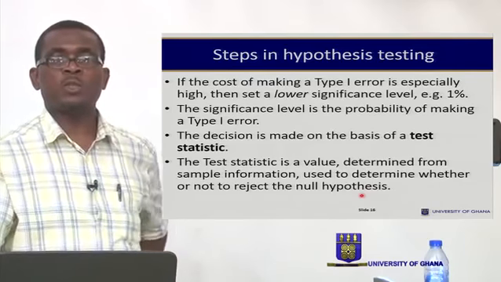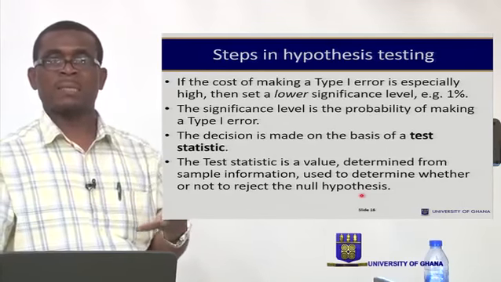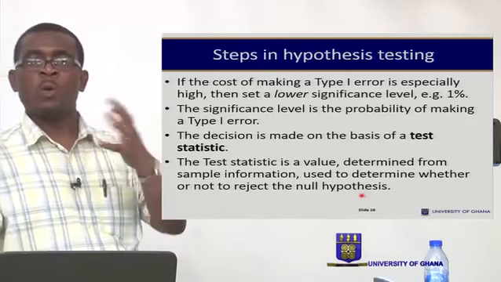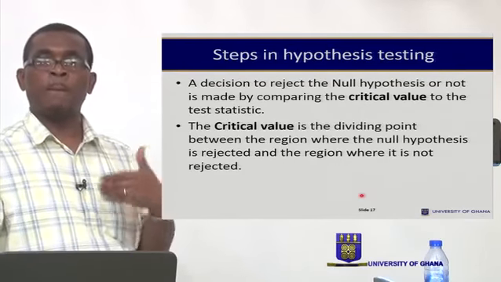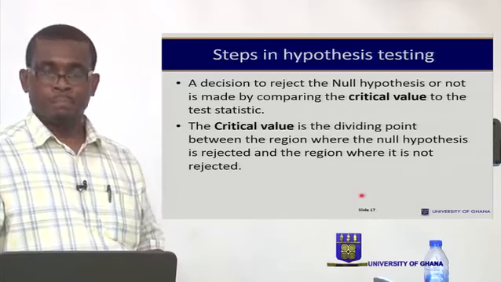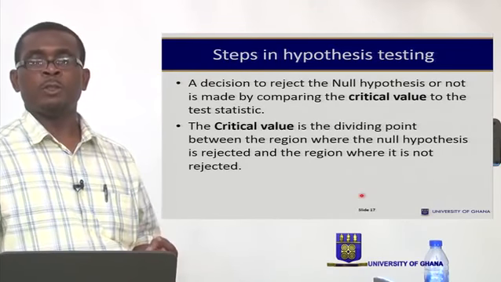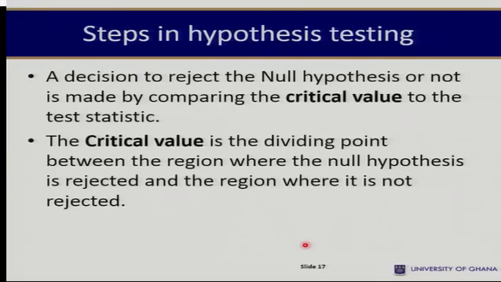Now, the decision is made on the basis of a test statistic. A test statistic is a value determined from sample information used to determine whether or not to reject the hypothesis. What we do is compare the critical value to the value of the test statistic that we computed. The critical value is the dividing point between the region where the null hypothesis is rejected and the region where it is not rejected.